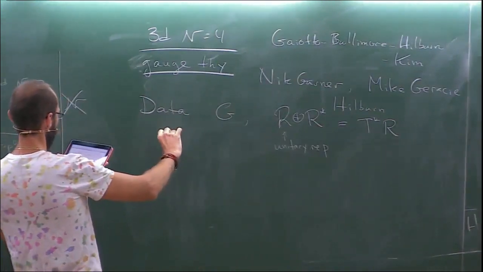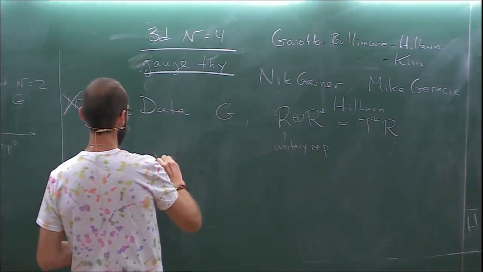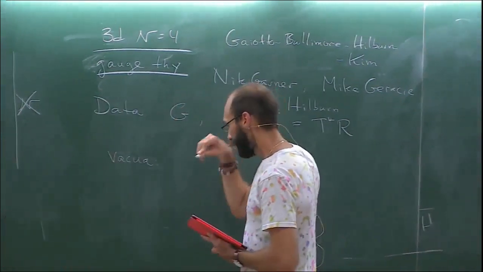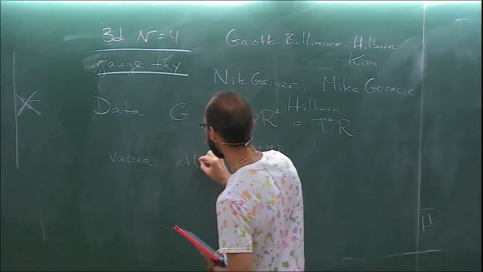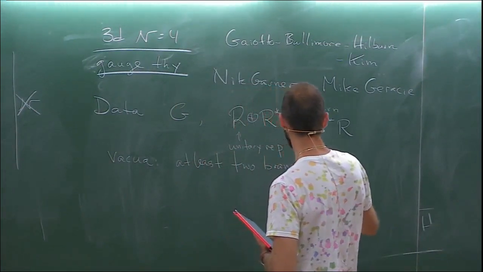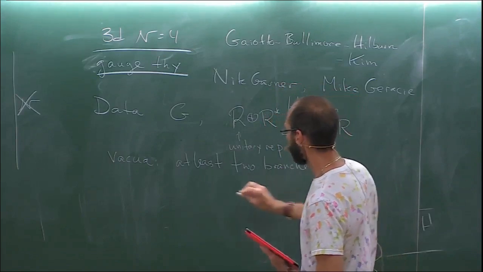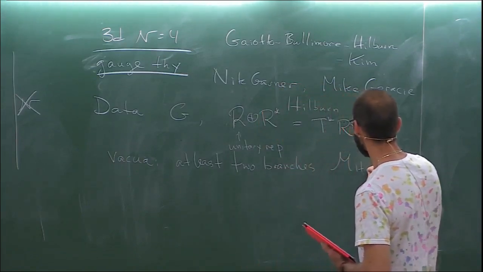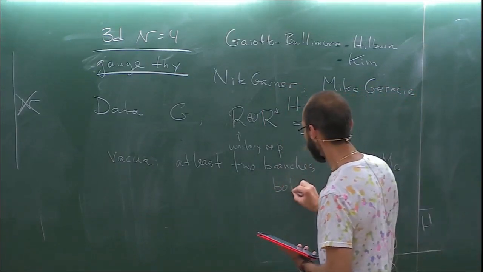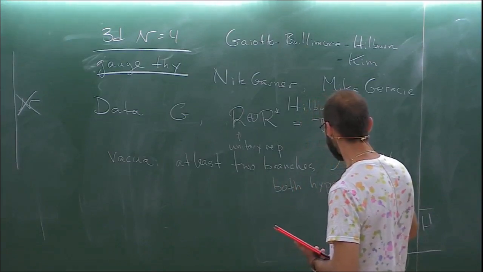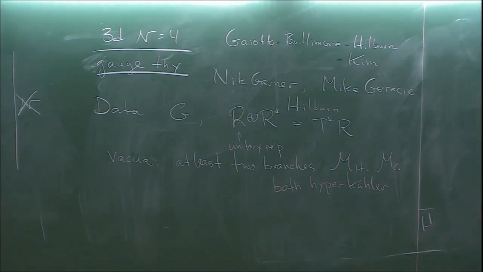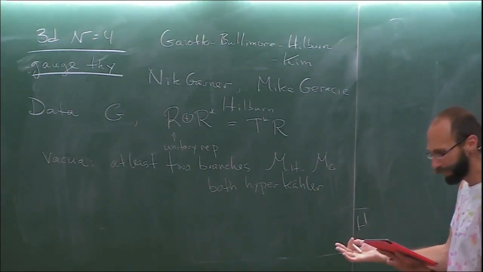So the moduli space of vacua of this theory contains at least two branches. The so-called Higgs and Coulomb branches, they're both hyperkähler. And in particular, in a fixed complex structure, they will look like complex symplectic manifolds.